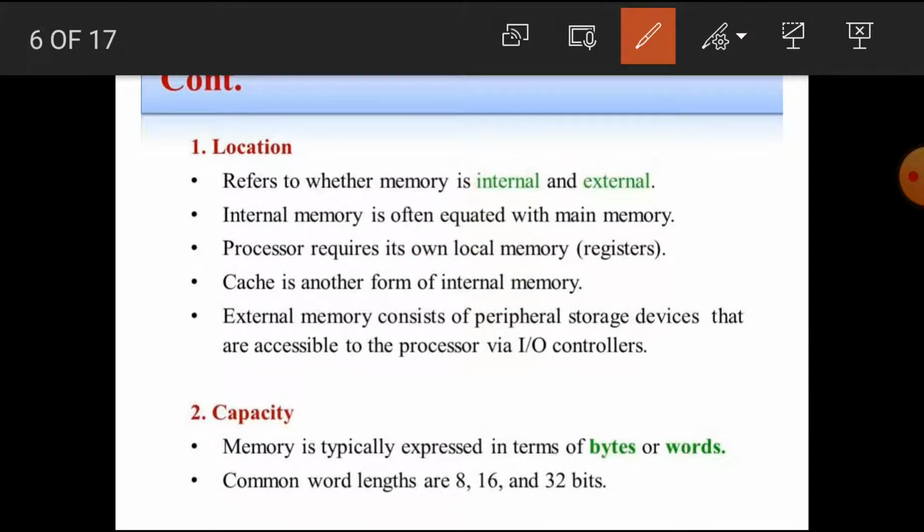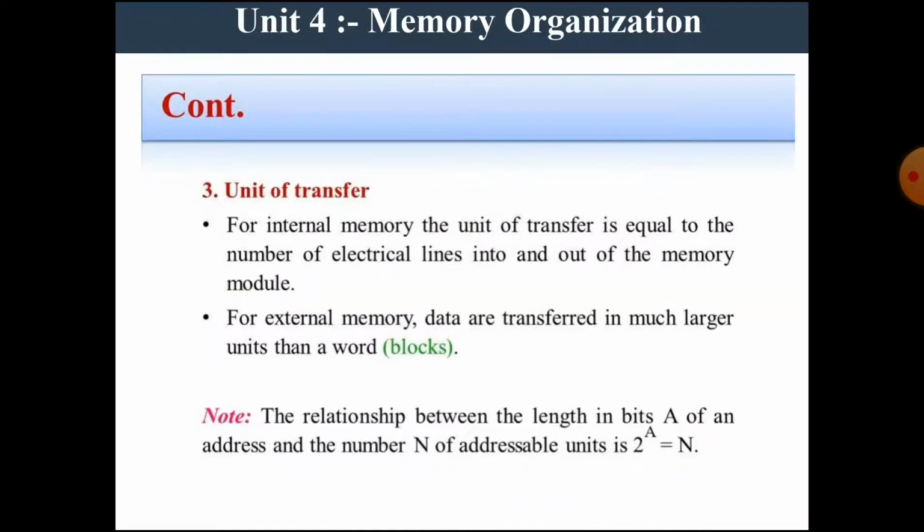That means depending upon the locations, the memories are differentiated as internal and external. The computer system has the internal memory like registers, cache, etc. And it also has the external memories like hard disk drives, magnetic tapes, etc. The next parameter is capacity. The memory capacity is typically expressed in terms of bytes or words. Common word lengths are 8, 16, and 32 bits.